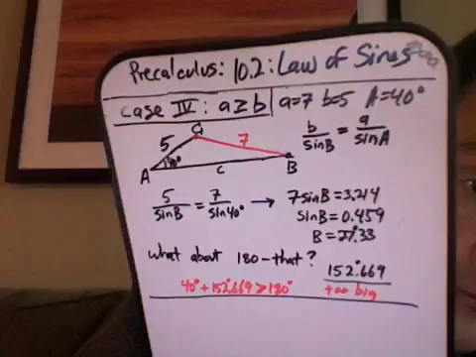So we think, all right, well, what about 180 minus that? And we get an answer, 152.669. That looks right, but it doesn't work. Why doesn't it work? Well, if I try adding that to the 40 degrees that's already there in the triangle, I'm already over 180. So this answer is not a real answer. So don't be fooled into following it through. It's not a real answer. There's only one answer in this case.